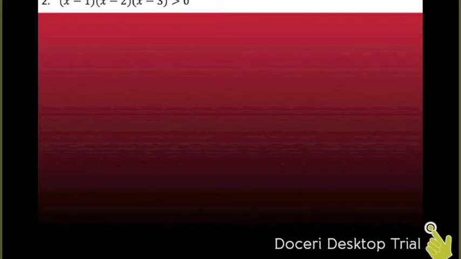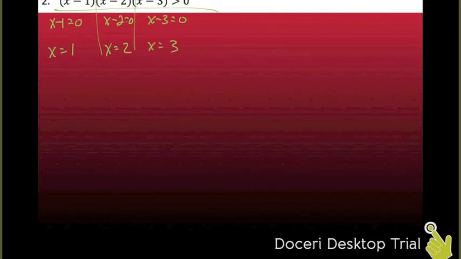Alrighty, just a couple more examples here. This one's pretty straightforward. We have x minus 1, x minus 2, x minus 3, all in parentheses, so they're all being multiplied. The beautiful part about this is it's already factored for you. So all you have to do is t-bar it. So you have x minus 1 equals 0, x minus 2 equals 0, and x minus 3 equals 0. So we will get solutions of 1, 2, and 3. So we're going to go ahead and make our number line.